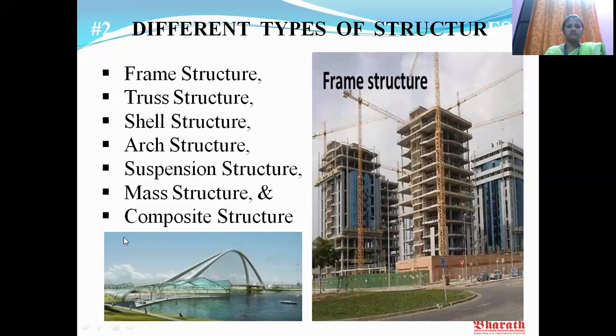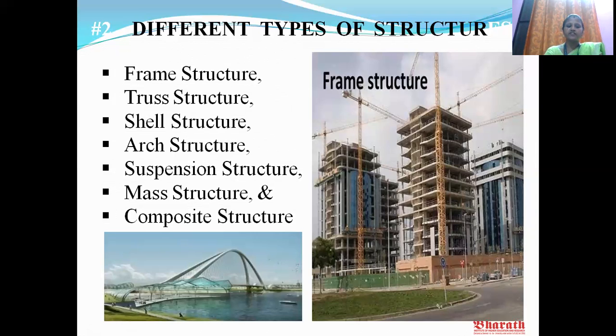Next is arc. Arc type of structure is typically a curved structure spanning openings between supports, having some supports for the wall. That one is an arc. Next is suspension structures, where a main element supports the loads. Next is mass structures. A mass structure is a structure, natural or manufactured, made by piling up of materials. For example, pyramids, igloos, and dams all come under mass structures.